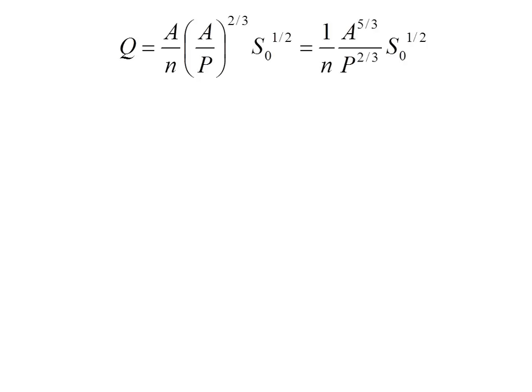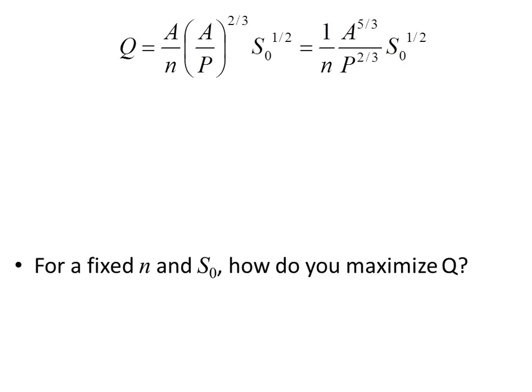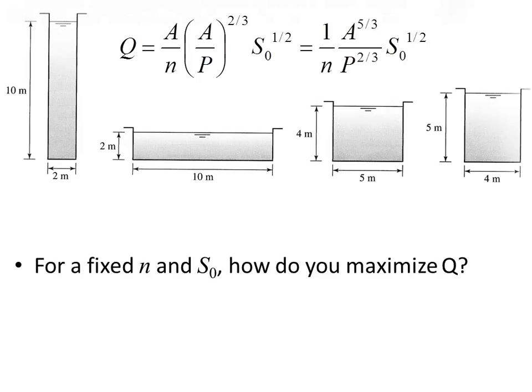And so we've seen this substitution before, but for a fixed n value, meaning that we can't monkey around with the material that a channel is made out of, and if the slope is fixed, then how do you maximize the flow rate? So you only have control over geometry. And so, of course, the way to maximize flow rate is to find the channel that's most efficient.